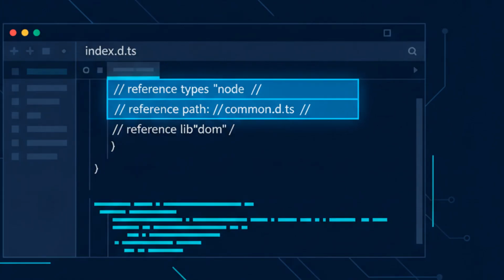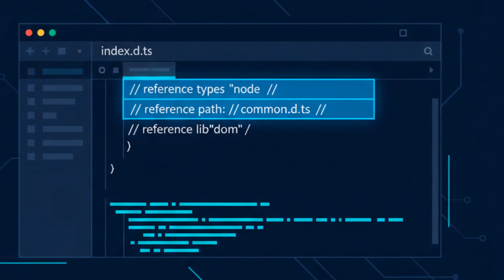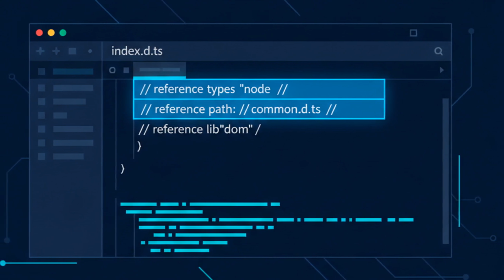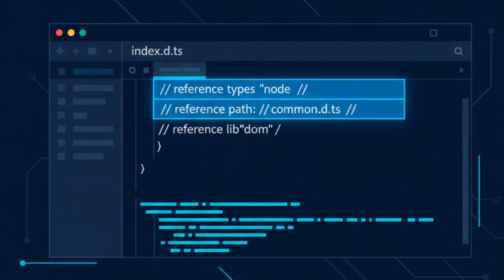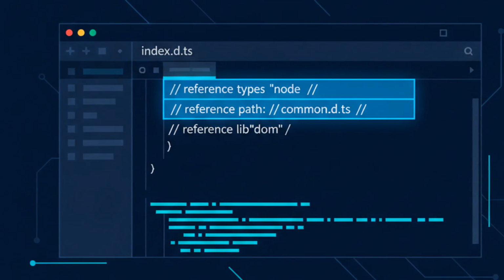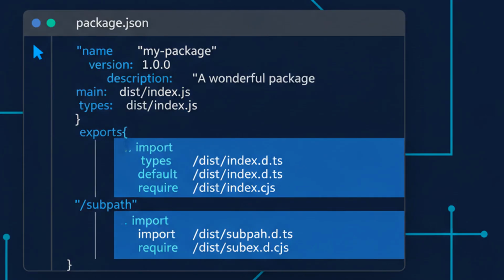Before ES modules, declaration files link to each other using /// directives, three slashes followed by a reference tag. You still see these in handwritten or DefinitelyTyped packages. The types directive pulls in another package's types, and the lib directive pulls in built-in libraries like the DOM. In modern code, you mostly use imports instead, but you must recognize these because the entire DefinitelyTyped repository is built on them.